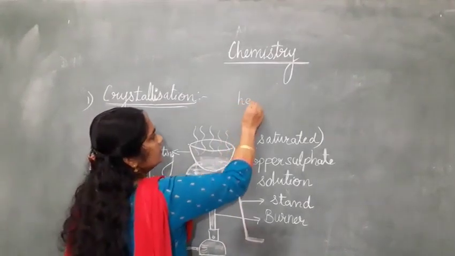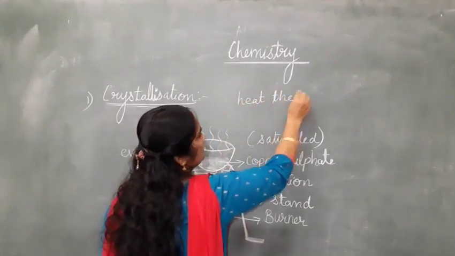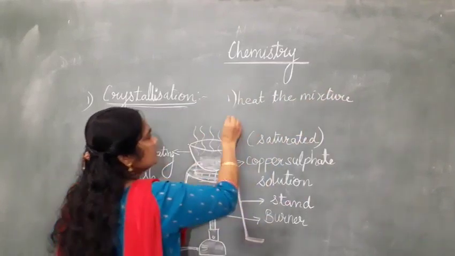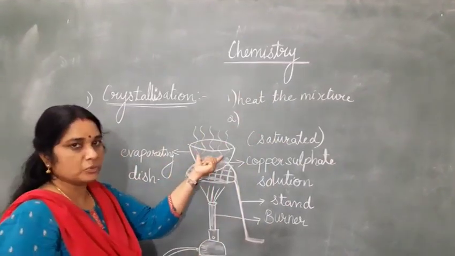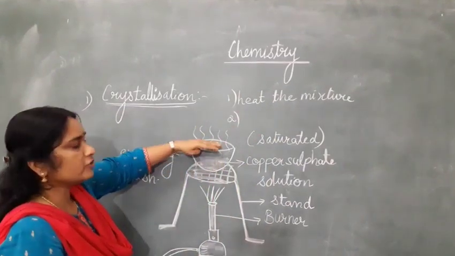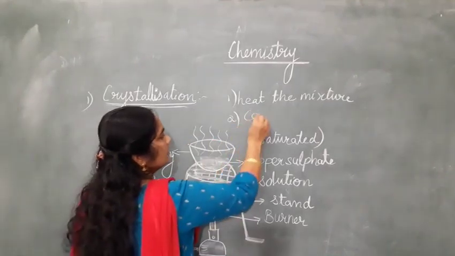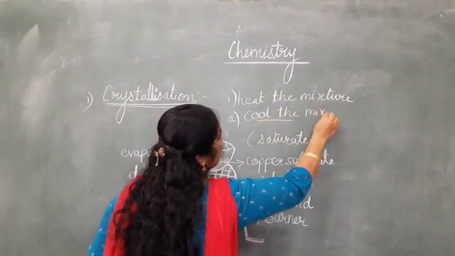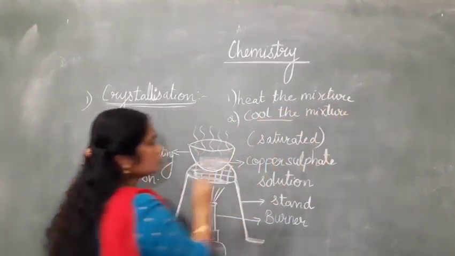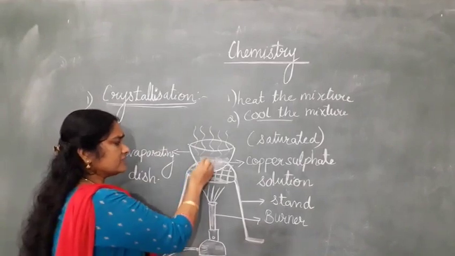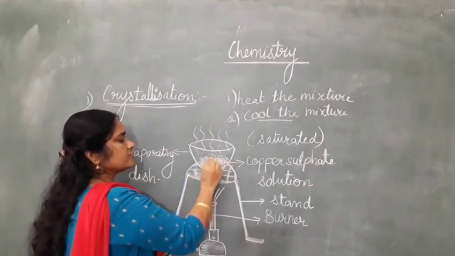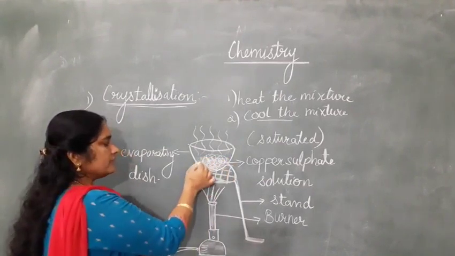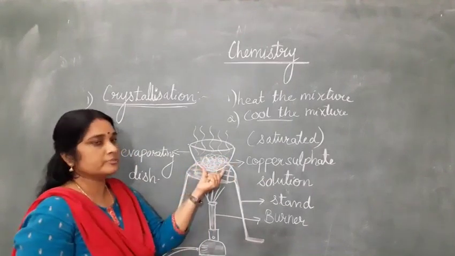So first you heat the mixture, the impure substance with all its impurities, and the water vapor will start evolving. Keep it for at least 5 to 10 minutes and then let it cool. When you allow it to cool, after some time you will observe beautiful crystals of copper sulfate, which is blue in color, and all the impurities will be left behind. This is how pure copper sulfate can be obtained.